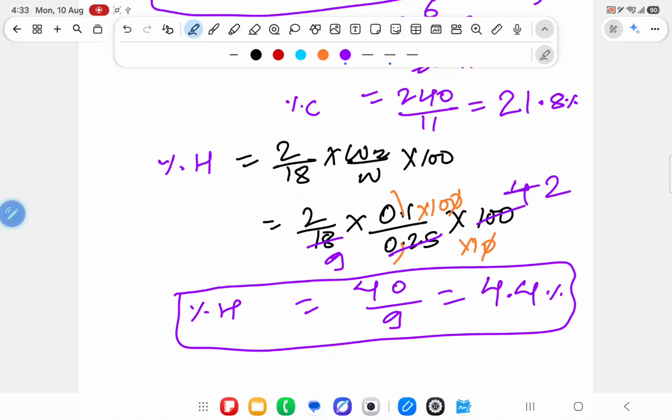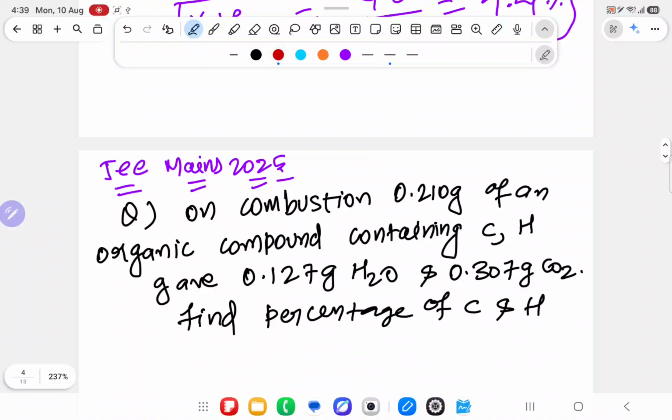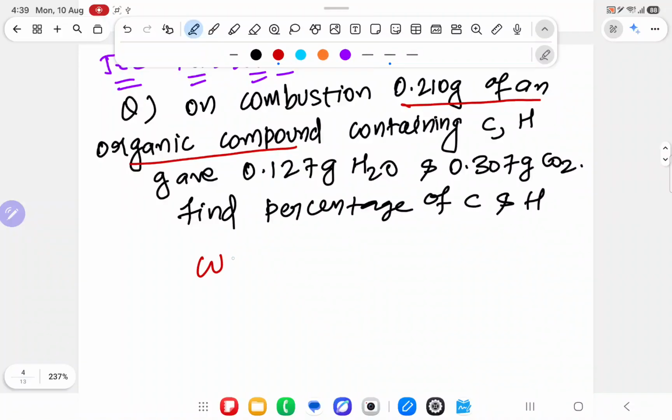Okay, sir, this much easy it is. Yes, sir, this much easy it is. Understood the point. Next question we will have from your assignment. What is the question, sir? If we see the question, this question was asked in JEE Mains. On combustion of 2.10 gram of an organic compound, what is the weight of organic compound?